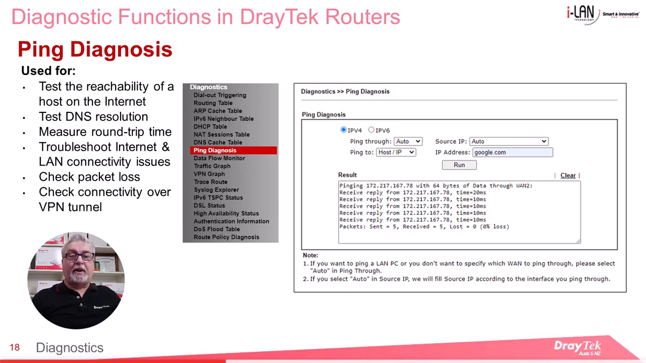A poor quality connection may have a large number of dropped packets, resulting in timeout results. Also, if you ping the DNS name, you can check that DNS resolution is working in the router. If that doesn't work, but pinging the IP address does, you'll know you have a DNS problem. If neither works, then you'll know your internet connection has a problem or the remote host is down.